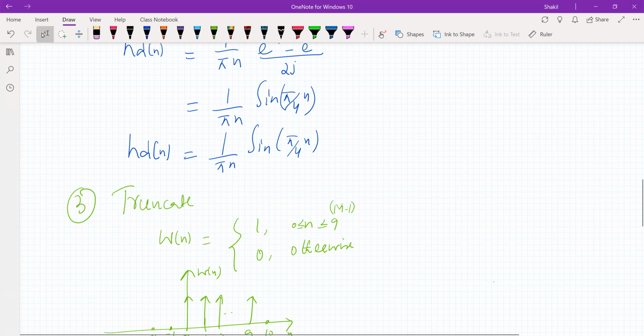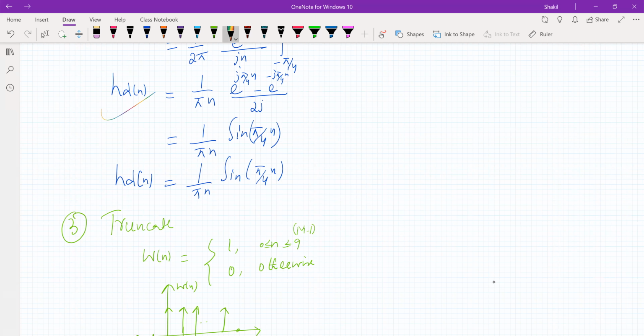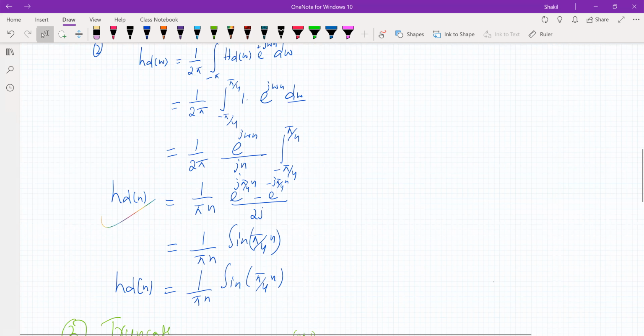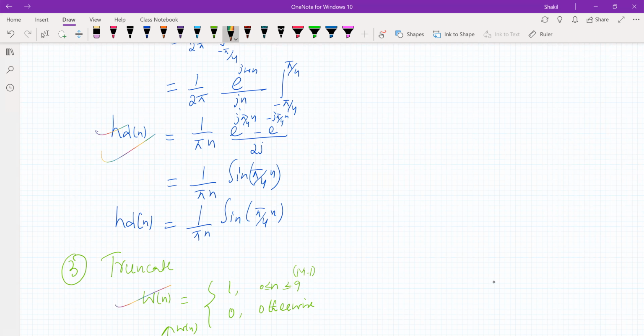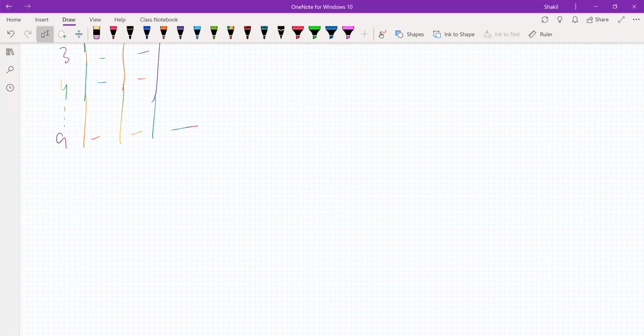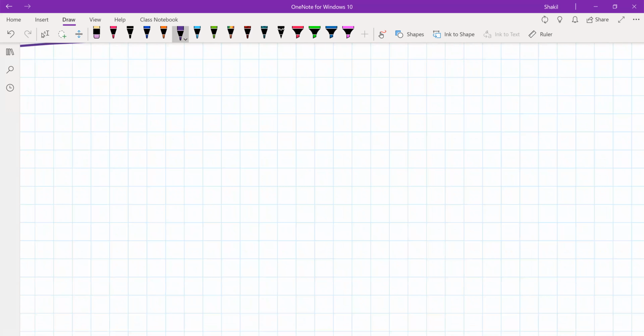So what we actually did was obtain the impulse response of the given desired filter, and then we multiplied this by the rectangular window, and we got our desired filter. Now let's think about this. What is happening simultaneously in the frequency domain when you multiply hd of n by w of n?